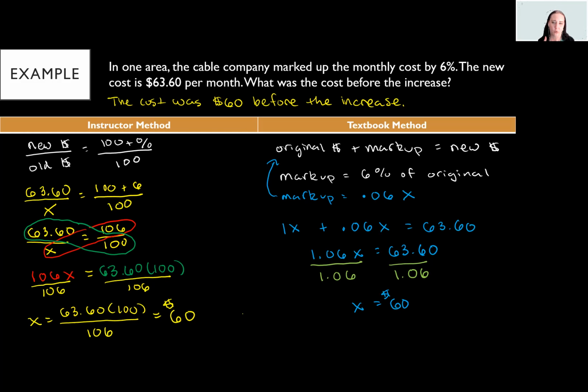So are there any questions either on the left or the right here, or maybe on the textbook method in the other example that I did with the tax? Okay.